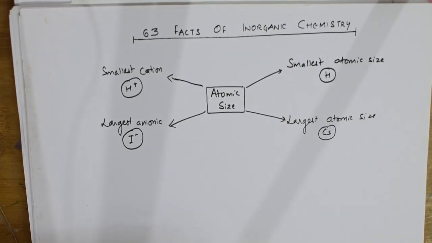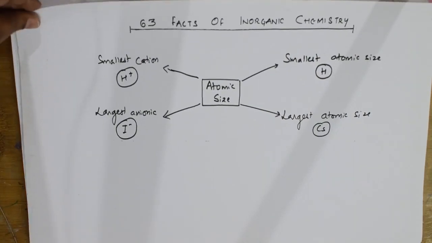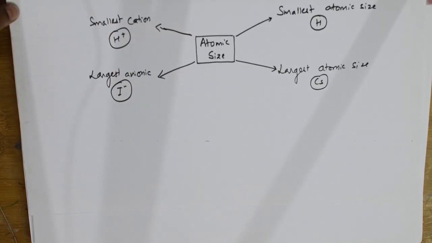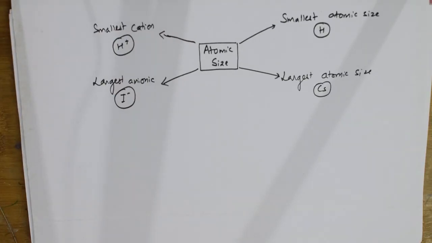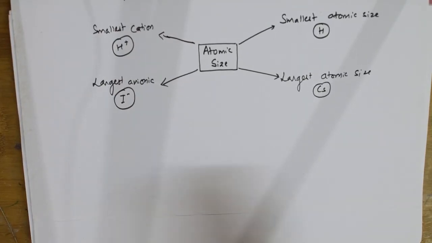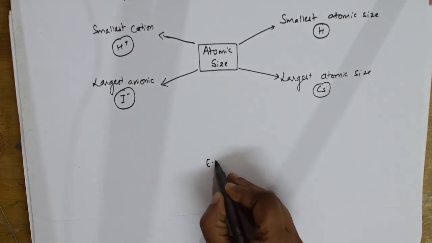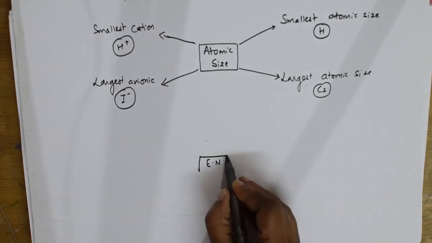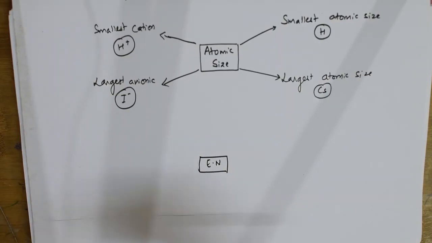After atomic size, let us go with electronegativity now. Right, let us start. Let me move the page a bit forward. I'll put electronegativity in the next column. So we very well know electronegativity is the ability to pull or drag the electron from the outermost valence shell, isn't it? Pull out the electron from the outermost shell.